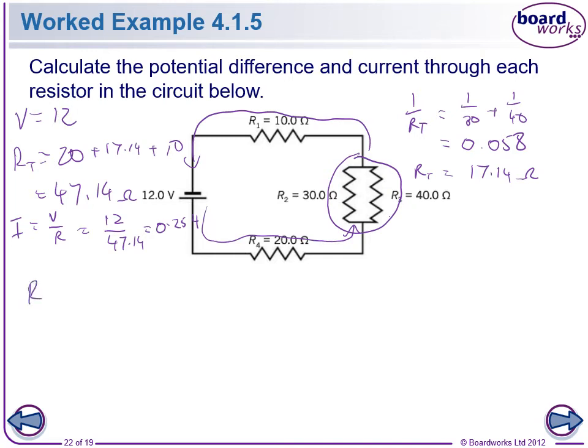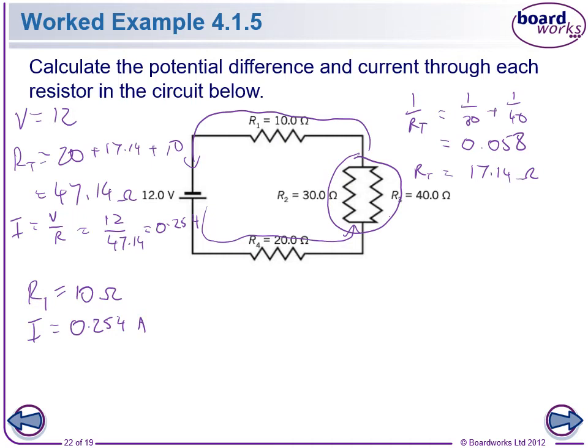So R1, we know R1 has 10 ohms. Now R1 is just part of a series circuit, and we remember that the current anywhere in a series circuit is the same. So 0.254 amps. Now the voltage across R1, we need to calculate this through Ohm's law.